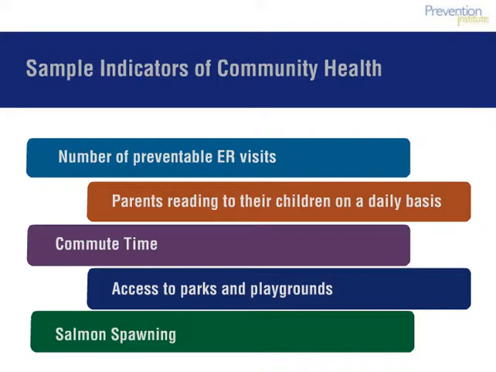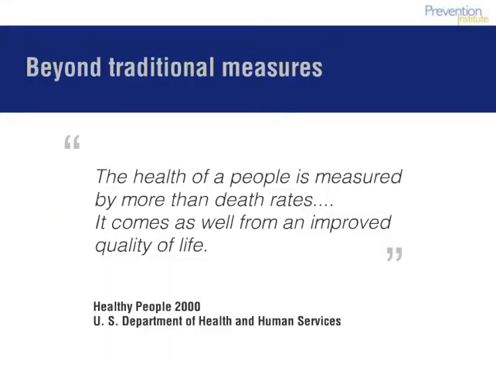The final sample indicator, salmon spawning, is a good example of an indicator that is tailored to a unique community context. In places like Seattle, Washington, wild salmon runs are linked to the local economy, recreation, food production, and environmental quality. As the indicators on the previous slide showed, the health of a people is measured by more than death rates. It also comes from an improved quality of life.